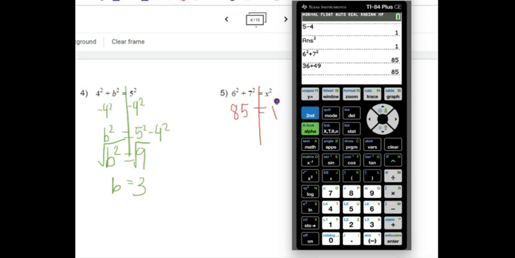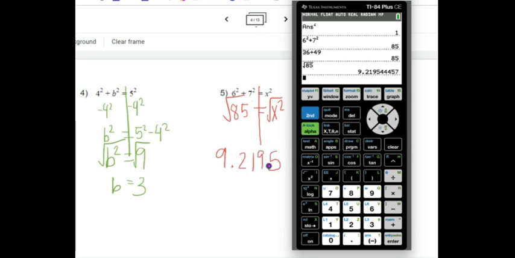So 85 equals x squared. And since all we have left on the right side of the equation is that squared, we'll take the square root of both sides. So the square root of 85 is 9.219.